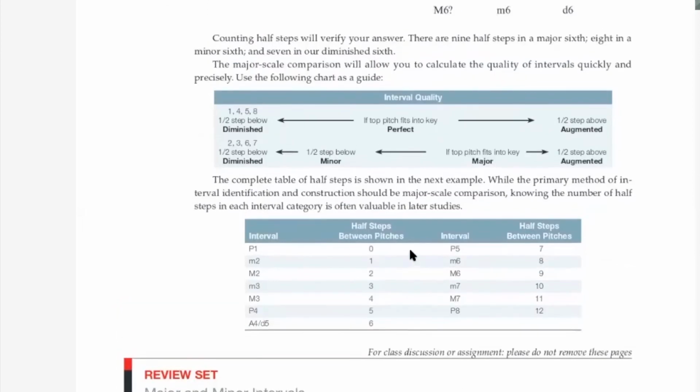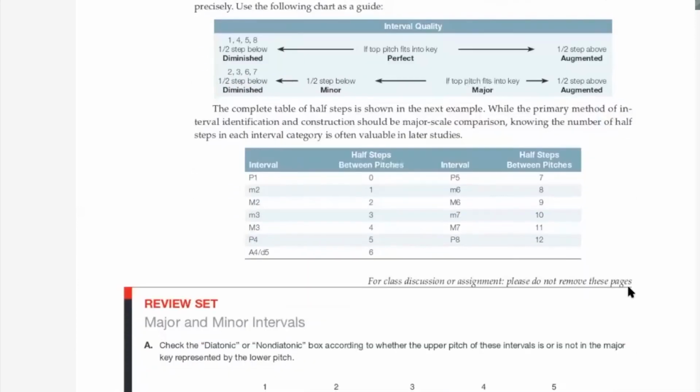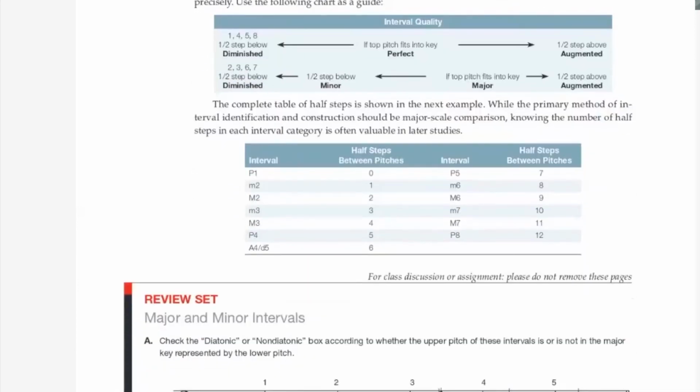What I suggest is that if you find it easier to use the key signatures, then do that and check your answer by counting half steps. And if you think it's easier to count half steps, that's fine too. Then check your answer using the key signatures, and you'll be very likely to get these things right.